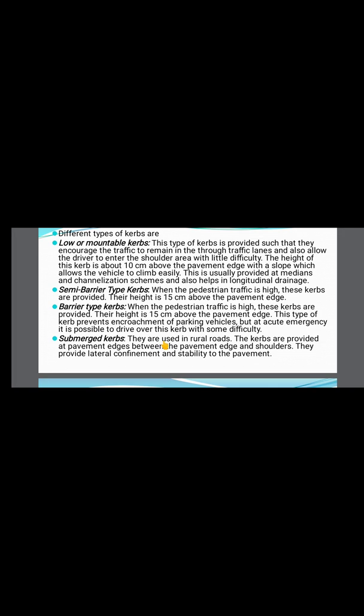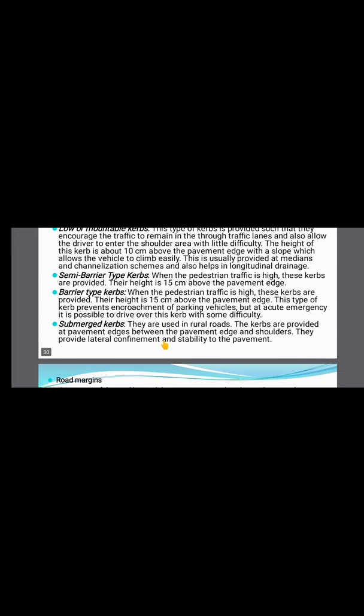Again, there are submerged curves. They are used in rural roads. The curves are provided at pavement edges, between the pavement edge and the shoulder. They provide lateral confinement and stability to the pavement. This is the submerged curve.